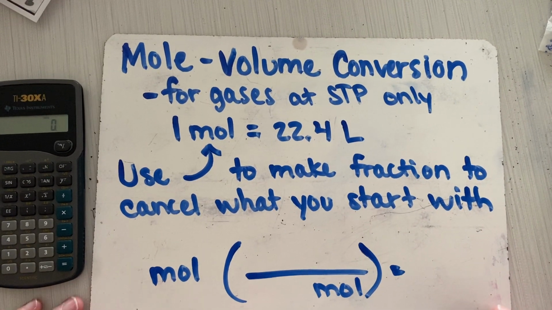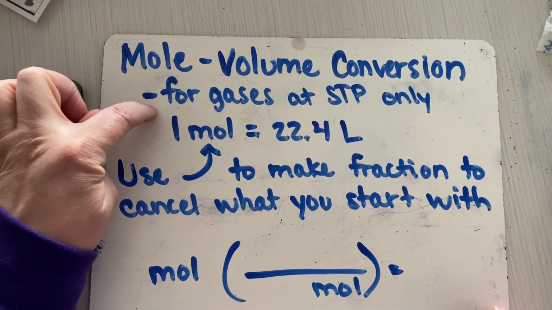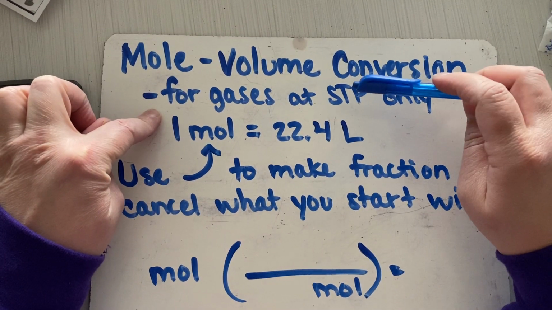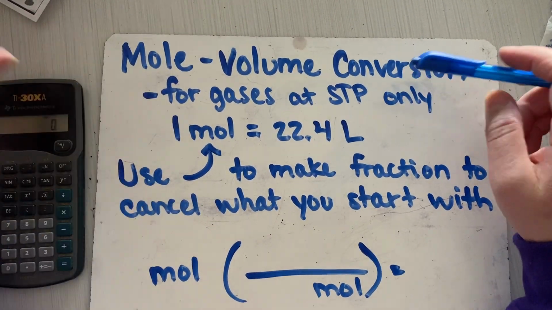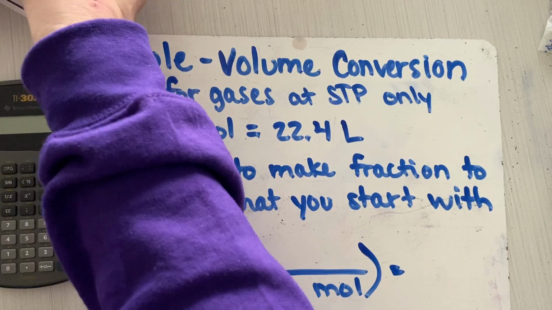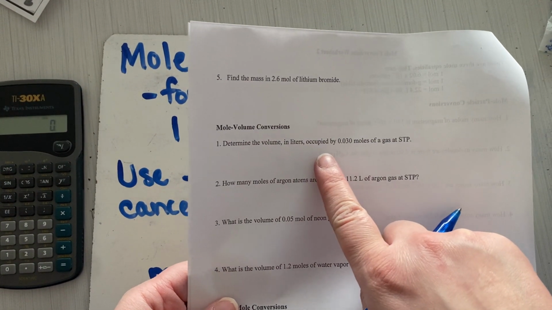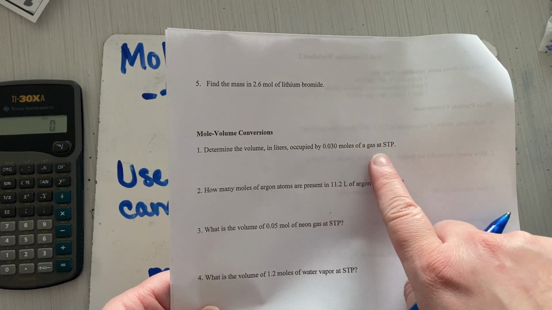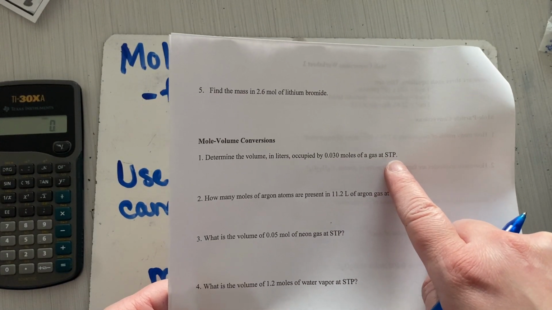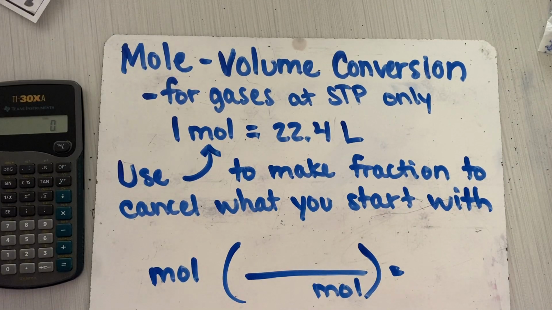Okay, so this one is moles to volume conversion, and this works only for gases when they're at standard temperature and pressure. Some of the problems that you'll see in worksheets will say, like, determine the volume in liters occupied by 0.03 moles of gas at STP.